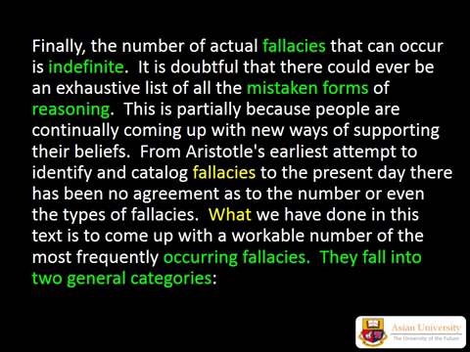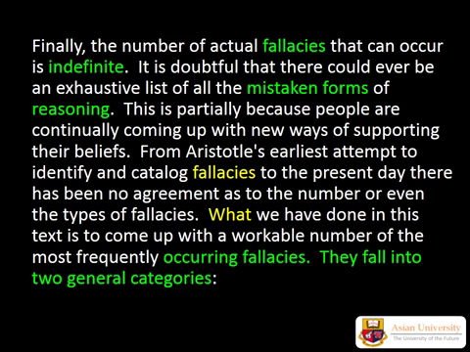The number of actual fallacies that can occur is indefinite. It is doubtful that there could ever be an exhaustive list of all the mistaken forms of reasoning. This is partially because people are continually coming up with new ways of supporting their beliefs. From Aristotle's earliest attempt to identify and catalog fallacies to the present day, there has been no agreement as to the number or even the types of fallacies.